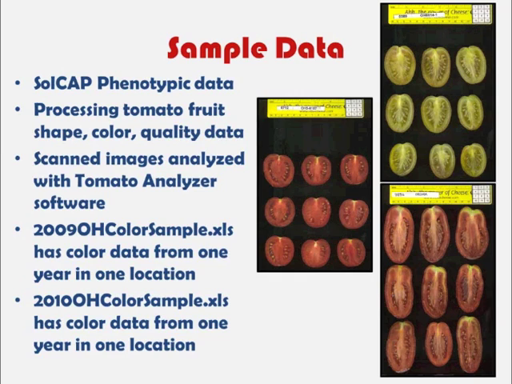And to obtain the data, the images were scanned and analyzed using Tomato Analyzer software. And the images on the right show you a little bit of the diversity that we had in the germplasm we were looking at. So you can see processing tomatoes with different shape, size, and color.